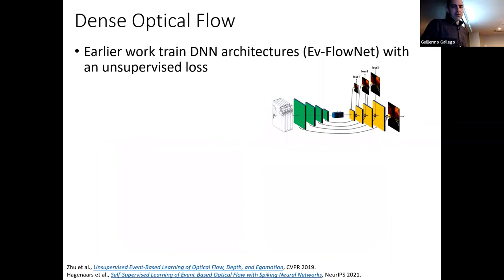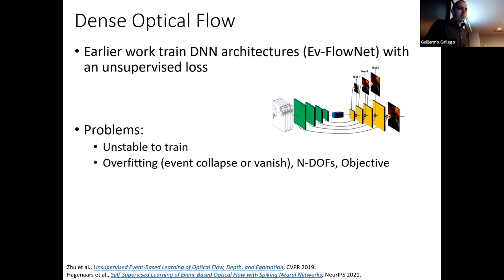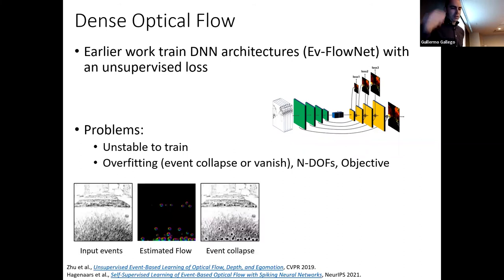And there has been previous work on this, like Alex was working on this here, Costas too, and people at TU Delft too, trying to convert events into some voxel grid representation and then apply some deep neural network architectures, such as FlowNet, which before was self-supervised, but now you convert it into an unsupervised way with a different loss. The problem is that it's unstable to train, and it suffers from problems like event collapse or vanishing of the events. And this is an example of the event collapse.